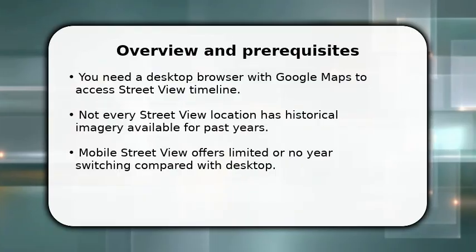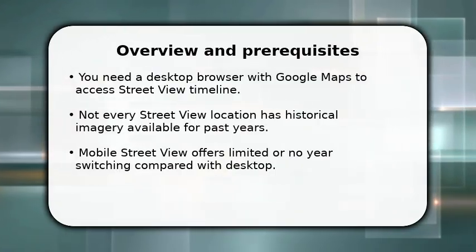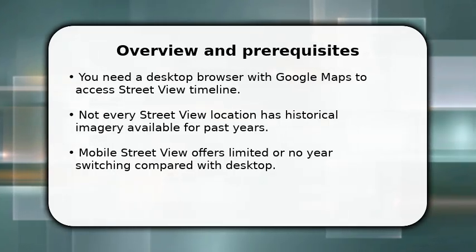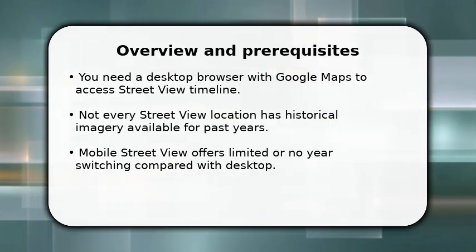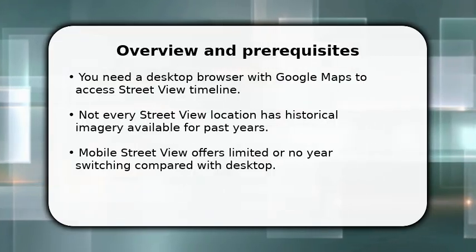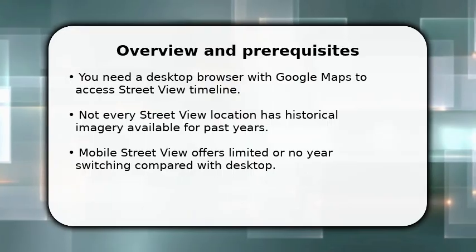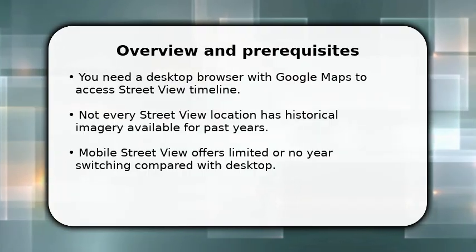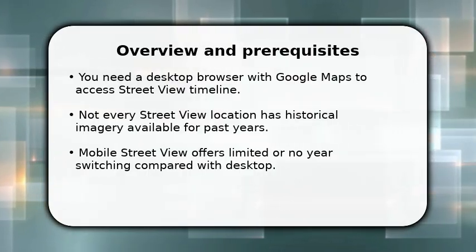This video shows how to change the year in Google Street View using a desktop browser. You need Google Maps loaded in a modern browser like Chrome or Firefox. Not every street has multiple capture dates available for viewing. Mobile apps usually lack the full timeline control and offer limited history. If you want older imagery, use the desktop site where the timeline control appears.